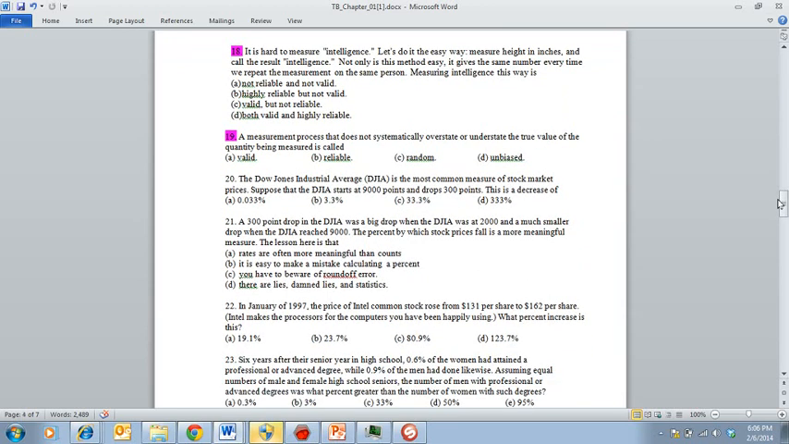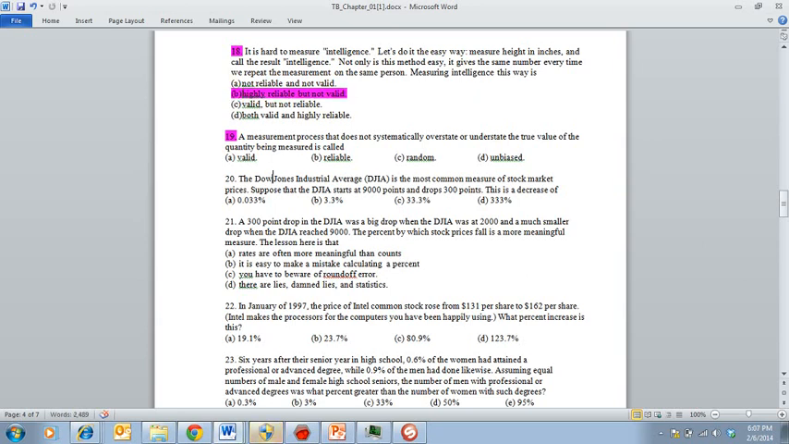Again, it's hard to measure intelligence. We know that. Let's do it the easy way. Measure height in inches and call the result intelligence. Not only is this method easy, it gives the same number every time we repeat the measurement on the same person. Measuring intelligence this way is highly reliable but not valid. It's reliable because they get the same measurement each time, so it's definitely reliable, but obviously not valid. That's a crazy way to measure intelligence.